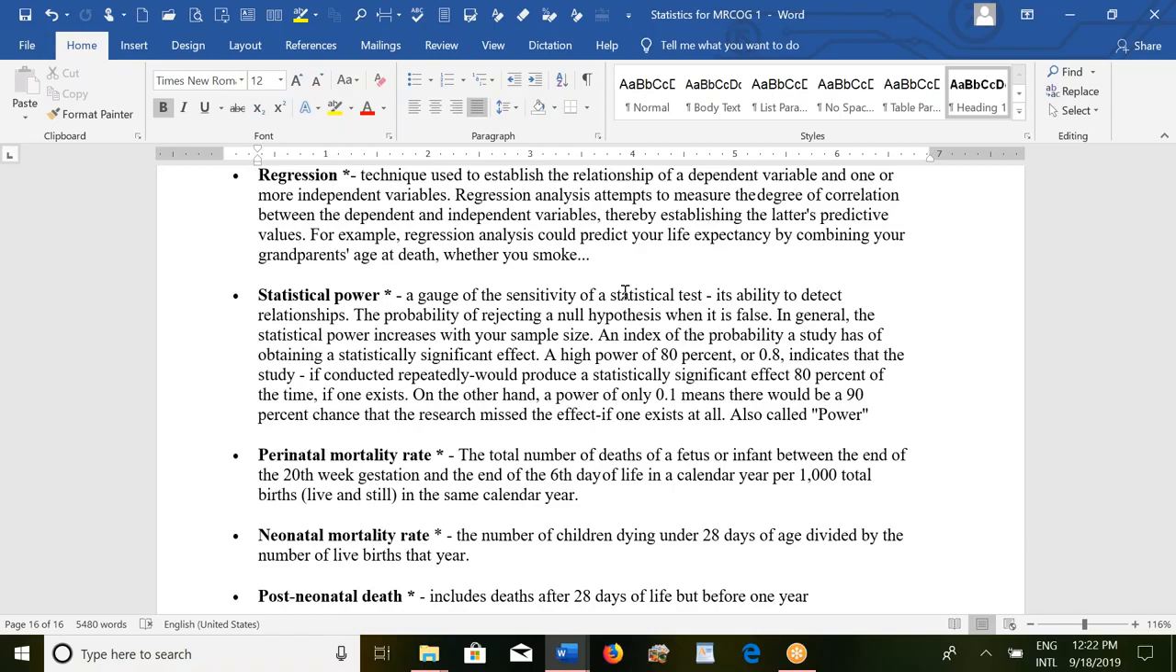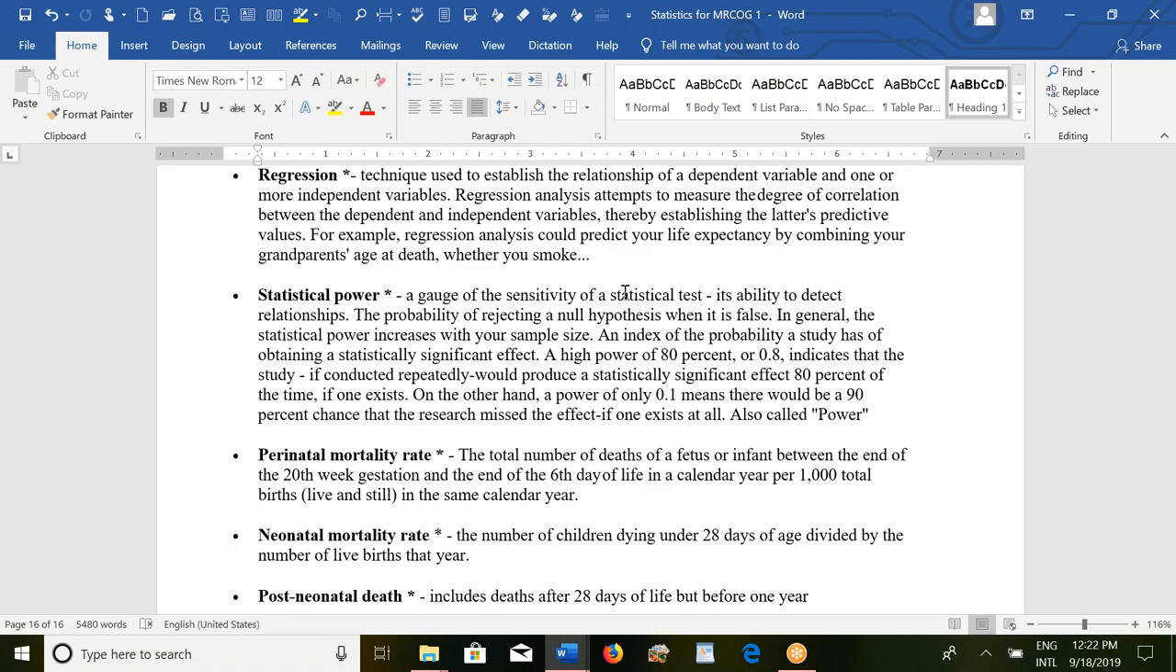So what is statistical power? This is a gauge of sensitivity of a statistical test, its ability to detect a relationship, the probability of rejecting a null hypothesis when it is false. So in general, the statistical power increases with your sample size. An index of the probability a study has of obtaining a statistically significant effect. A high degree of 80% or 0.8. Don't be confused by this small number. 80% or 0.8 statistical power indicates that the study, if conducted repeatedly, would produce a statistically significant effect 80% of the time, if one exists.